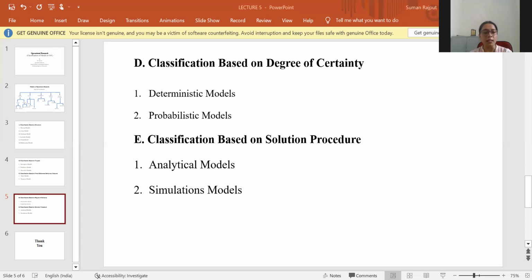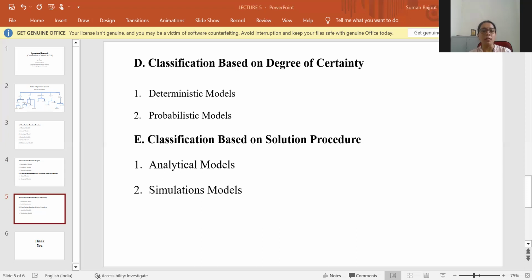Next, we have a classification based on the solution procedure. The first model is the analytical model. These models have a specific mathematical structure and problems can be solved by running a specific solution procedure. Any optimization model which requires maximization or minimization of an objective function is an analytical model. Examples: a general linear programming problem, or the special structure transportation and assignment problems.